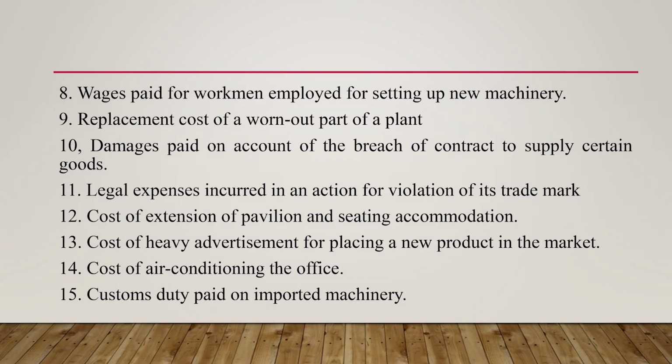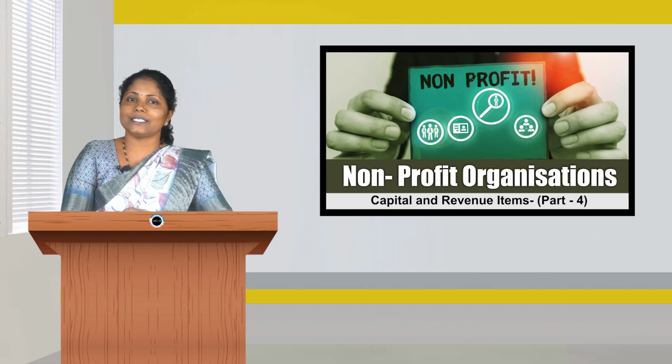Then, customs duty paid on imported machinery. Remember, this is an expense in connection with the purchase of a fixed asset. Therefore, it is considered as capital expenditure and to be debited to machinery account, but not to the customs duty account to be charged to income and expenditure account. It should be shown on the asset side of the balance sheet.